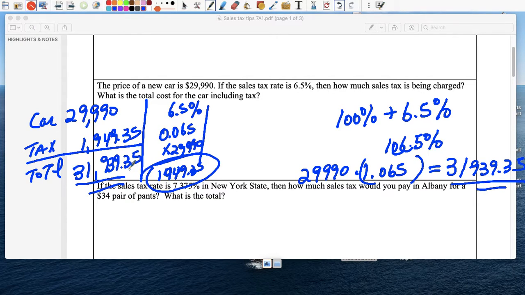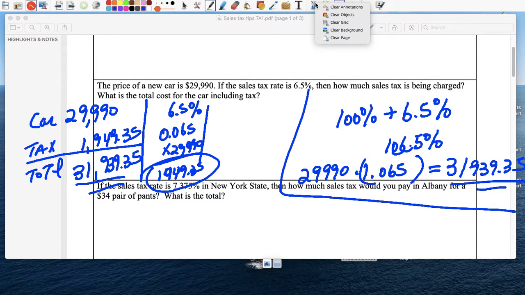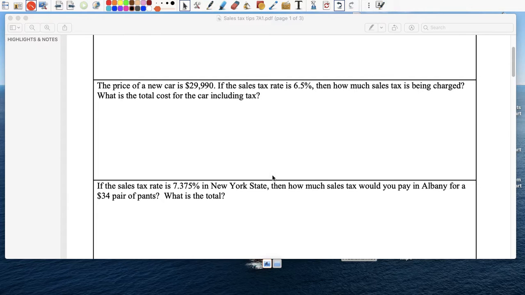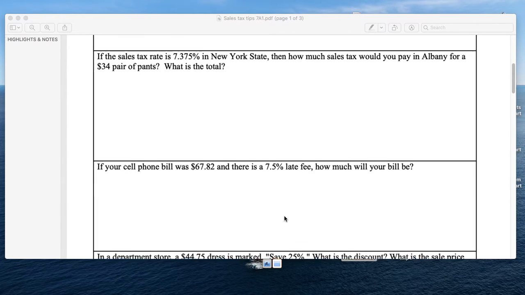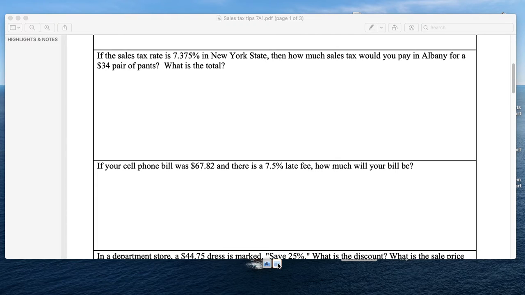So as you can see, it's the same answer. Why do we have two different ways? Well, one takes you directly to the final price. One breaks up the price. So in here, I can tell you what the tax is and the total, whereas this one, I'm just concerned about the total. So depending on the question, you can choose whichever way you want. So let's go to the next one.